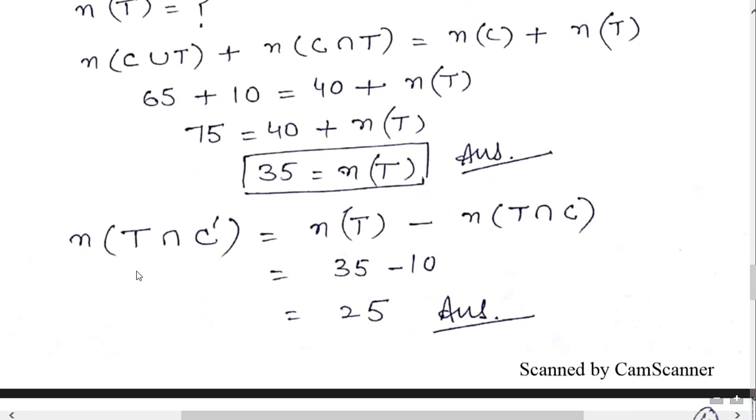Now you have to calculate n(T intersection C complement). It means you have to delete T intersection C from the set T. 35 minus 10, that is 25. In the intersection, the people who like coffee are there. Actually, you have to calculate T only. That's why we have to subtract 10 and the answer is 25.